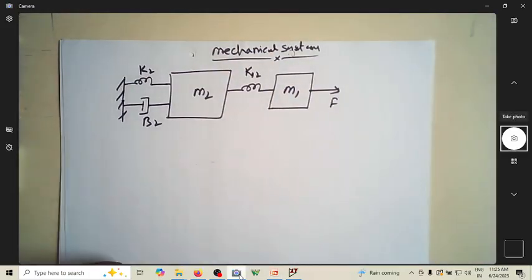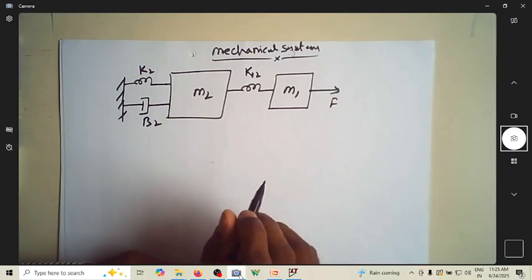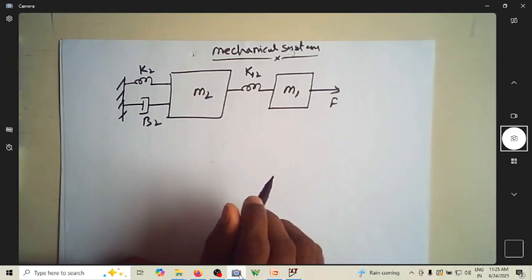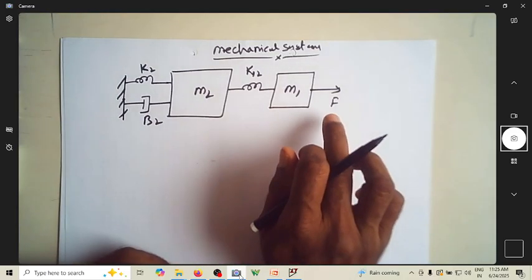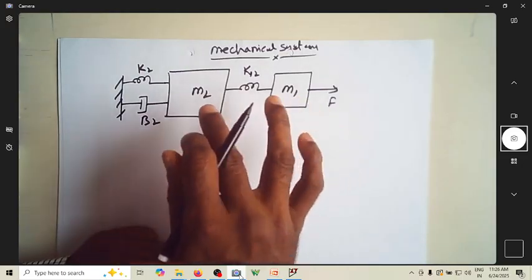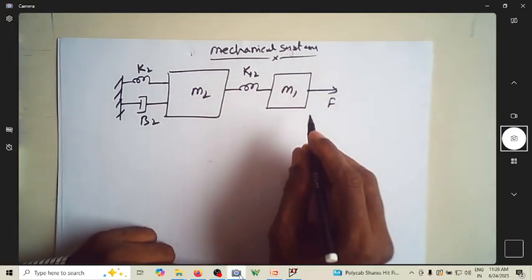Okay, this is the mechanical system we have been given, to find the transfer function or to write the integro-differential equation of this mechanical system. So this is a linear displacement system. It has two masses and of course a few spring and dashpot constants.